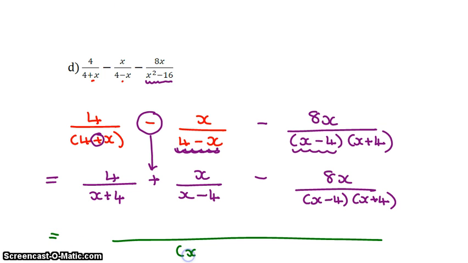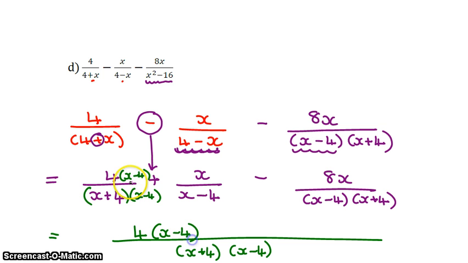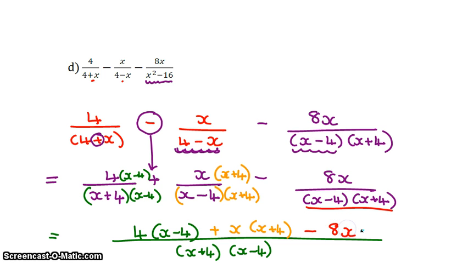I need an x plus 4 and I need an x minus 4. So if I look at my first fraction, it's missing an x minus 4. So what you do to the bottom, you do to the top. So I've got 4x minus 4. If I look at my second fraction, I'm missing an x plus 4. What you do to the bottom, I do to the top. So plus x plus 4. And my third fraction, the denominator is perfect, so I don't need anything. So I've got minus 8x.